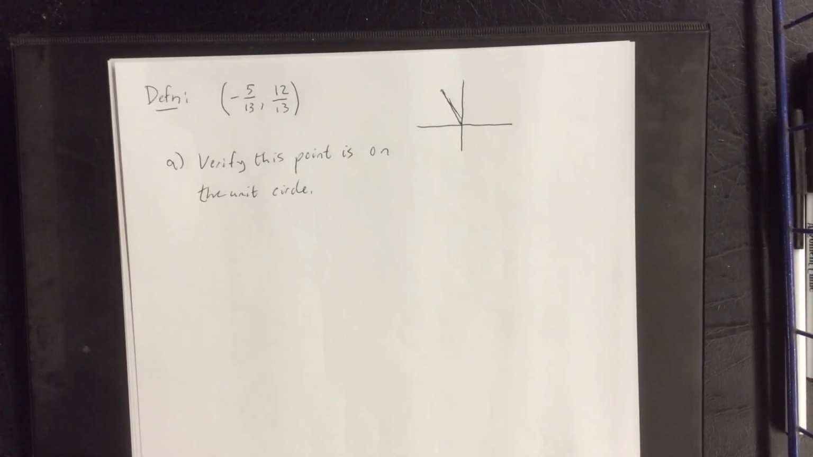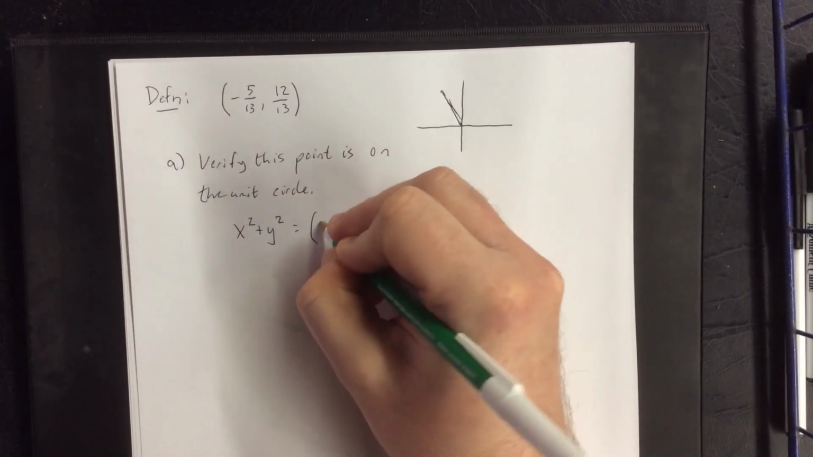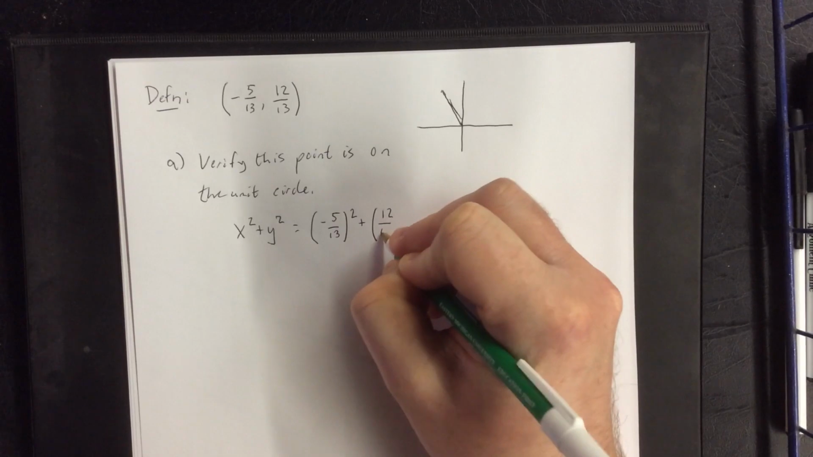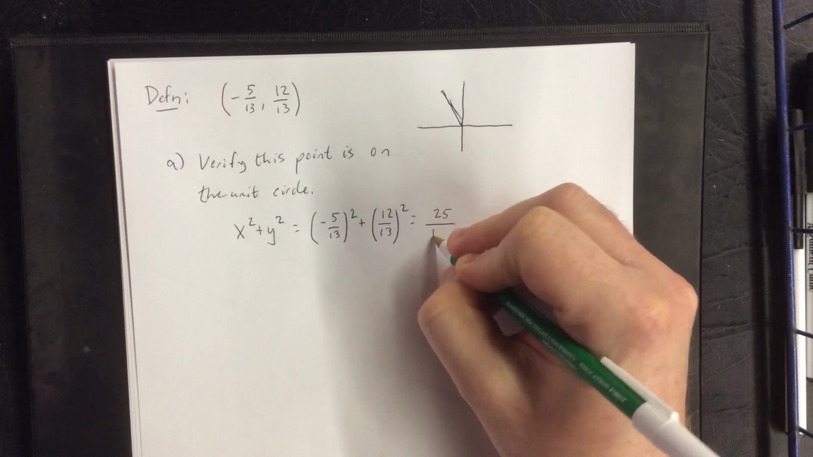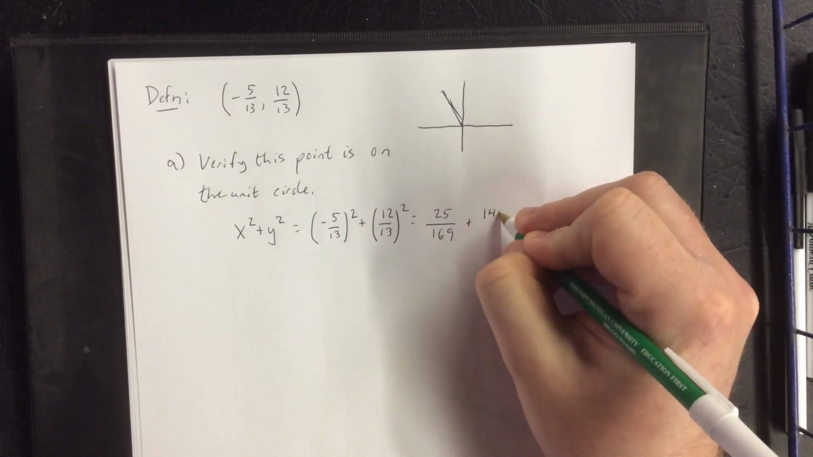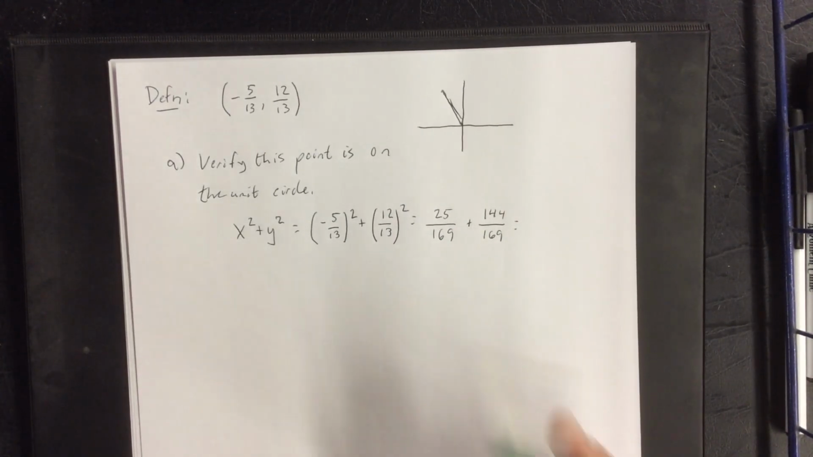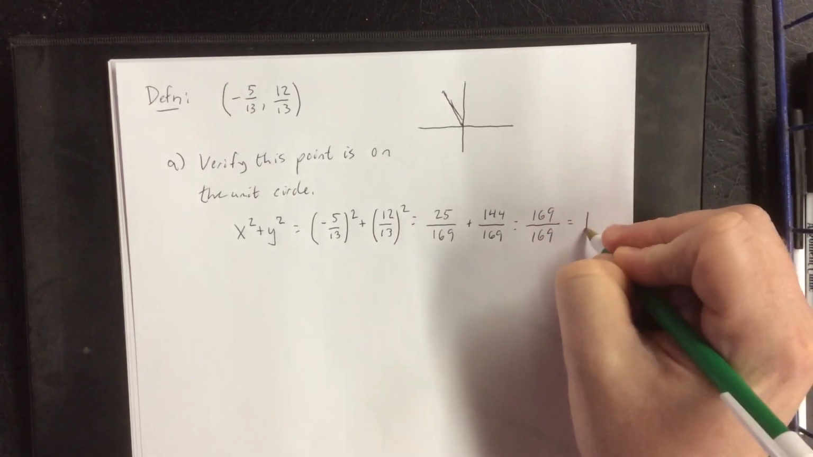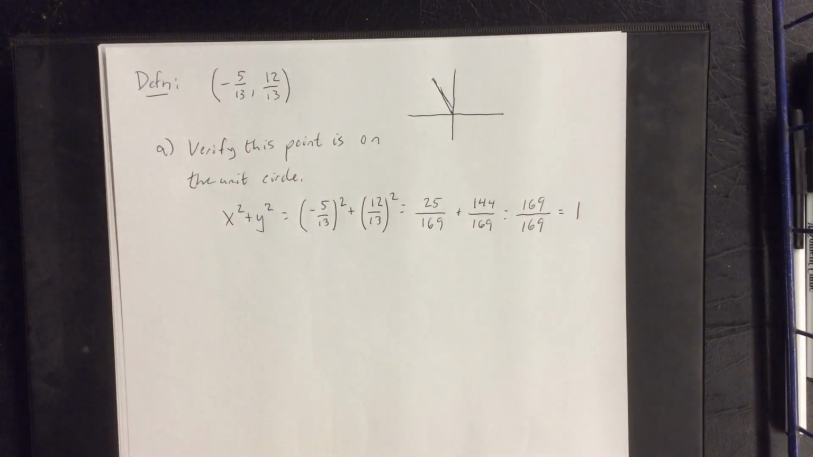To verify that a point is on the unit circle, we will need to verify that x squared plus y squared is equal to 1. So we'll perform a calculation of x squared plus y squared. That'll be negative 5/13 quantity squared plus 12/13 quantity squared. Squaring each of these will give us positive 25 over 169 and 144 over 169. Adding these two numerators together, since we already have a common denominator, will give us 169 over 169. That reduces down to 1, which verifies that x squared plus y squared is equal to 1, so it's on the unit circle.